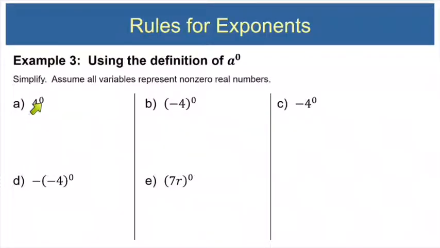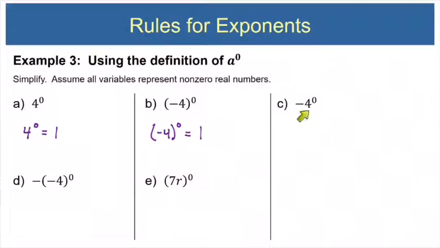Here I have 4 to the 0 power. Now we know from our rule that anything to the 0 power is 1, so 4 to the 0 power is certainly equal to 1. And here in part B I have negative 4 in parentheses to the 0 power. So again, anything to the 0 power is 1, and what's being raised to the 0 power here? This whole thing in parentheses, so anything to the 0 power is 1. So in part B, the answer is 1.